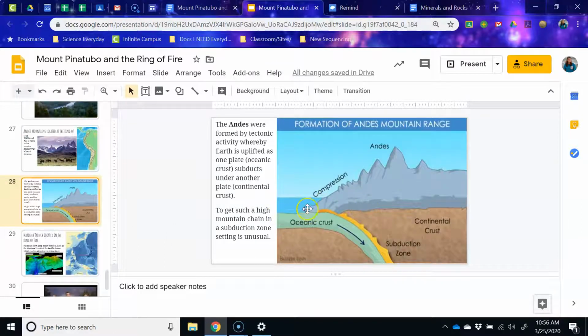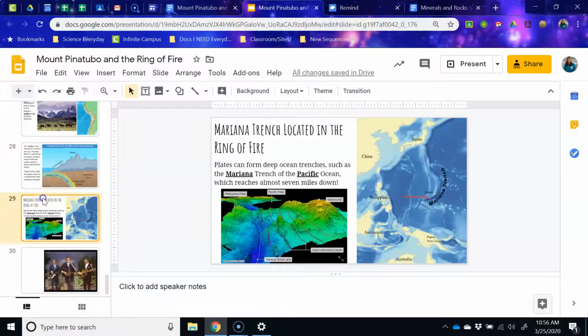It goes through and shows you the ocean crust is coming down, continental crust is being met, and that is forcing the Andes to be created. It shows you information about the Mariana Trench, and that it is the deepest trench as far as we know.